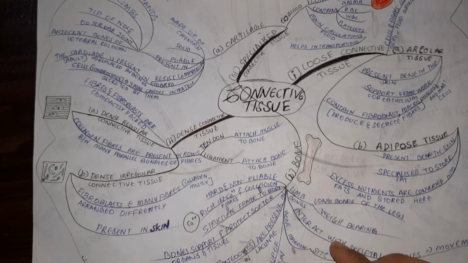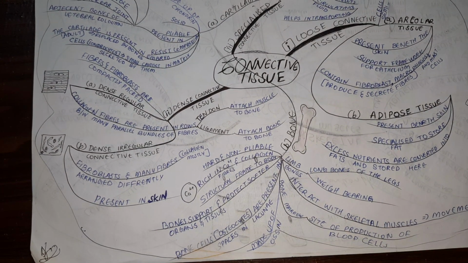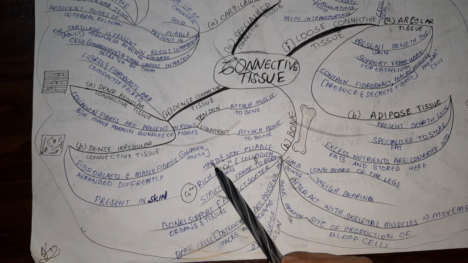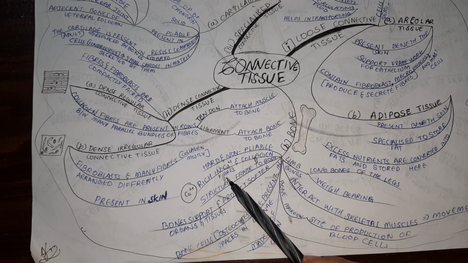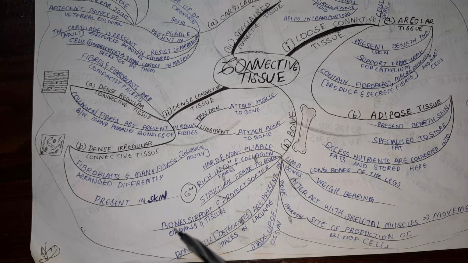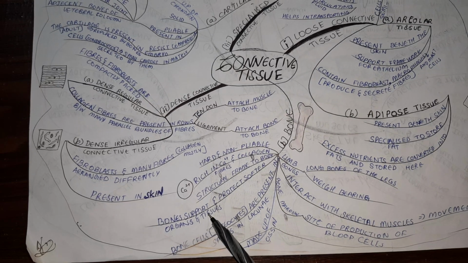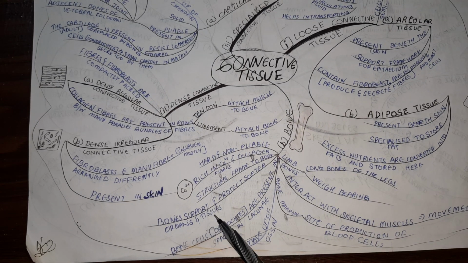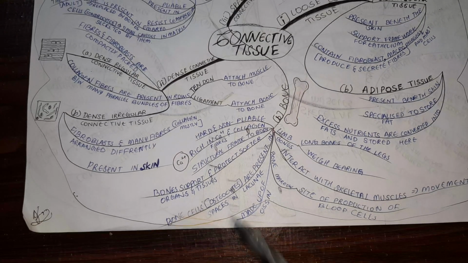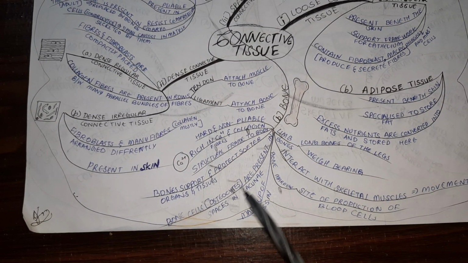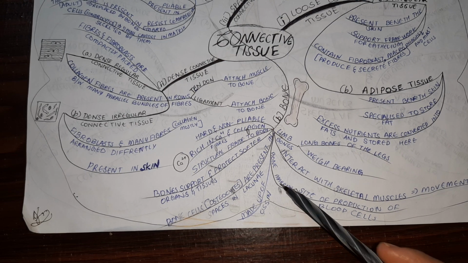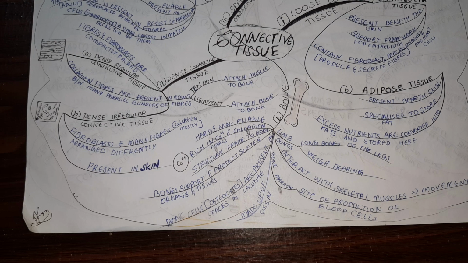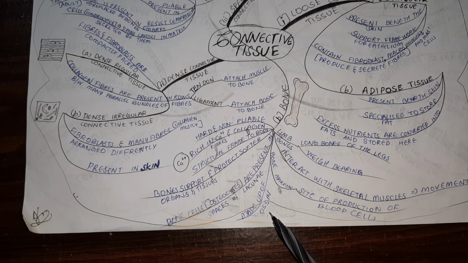Second type of specialized connective tissue is bone. Bone is hard and non-pliable. It is rich in calcium and collagen fibers, and it is the structural framework of the body. Bones support and protect softer organs and tissues. The bone cells, which are known as osteocytes, are present in spaces called lacunae. And bone marrow is the site of production of blood cells, and it is made up of ossein.